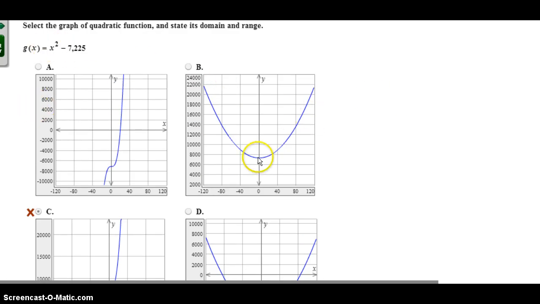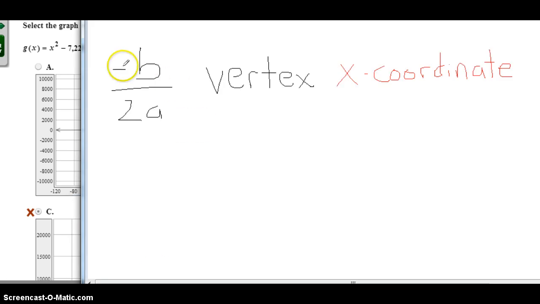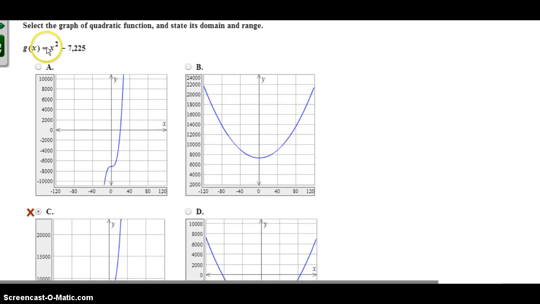Now we need to find where that vertex is. That's a great way to graph. And the vertex is just the very middle part of it. So it's going downward to the vertex and it goes back up. So that part right in the middle, we call it the vertex. The formula for the vertex is negative b over 2a. That gives you the x coordinate. So remember, a is the number in front of x squared, b is the number in front of x, and then c is the number on the end by itself.